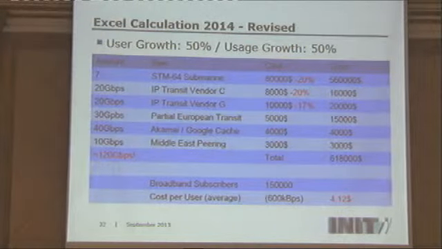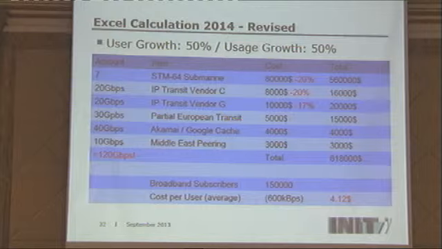So we go with our Excel calculation to the CFO again. We assume that we just need 7 submarine cables, 7 10 gig pipes or STM64 submarine, we need 20 gig of IP transit vendor C and 20 gig of vendor G. And then we buy 30 gig of partial European transit, plus 40 gigs of Akamai and Google caches, and plus 10 gigabit of Middle East peering. That sums up to a total of 120 gigabit of capacity instead of the 90 we had before.